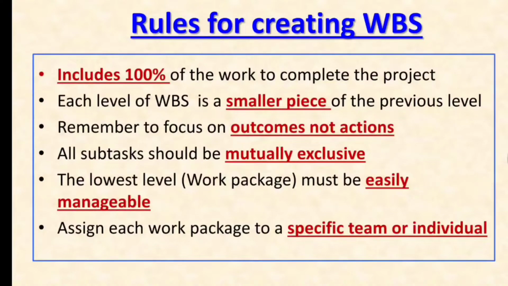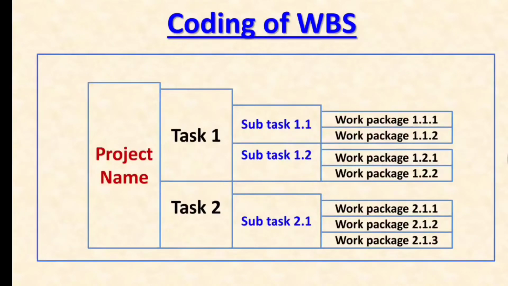The lowest level, the work package, must be easily manageable. So you can bring your total scope down to that level where it can be easily managed, consuming less time and less effort, without any additional information. Then assign each work package to a specific team or individual. You will be able to hand over that small chunk of work to a specific team or an individual. So that is basically the rule you should follow to create WBS. These processes are simple, but you need to follow them, and when you do that, you need to code them, as I showed you in the previous diagram, which was the network diagram.